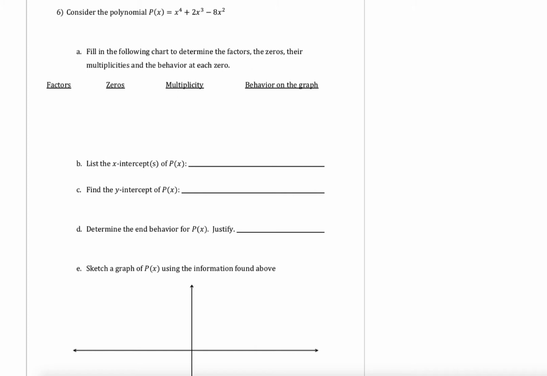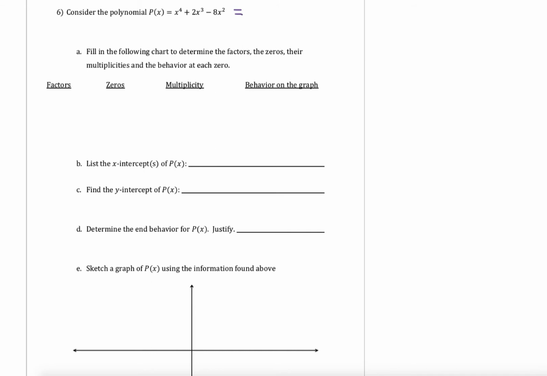Well, the first thing I need is the factors. And right now, p of x is not in factored form, it's in standard form. So my first job here is to actually factor this polynomial. When I look at x to the fourth plus 2x cubed minus 8x squared, I'm first looking to see if I have a greatest common factor. Is there a greatest common factor for p of x? There is a greatest common factor for p of x.